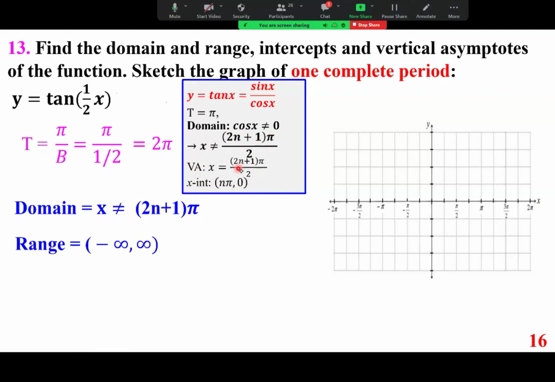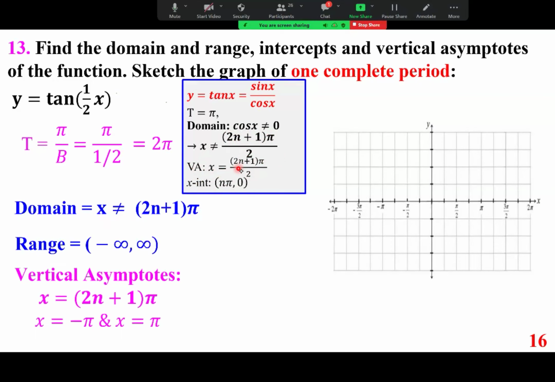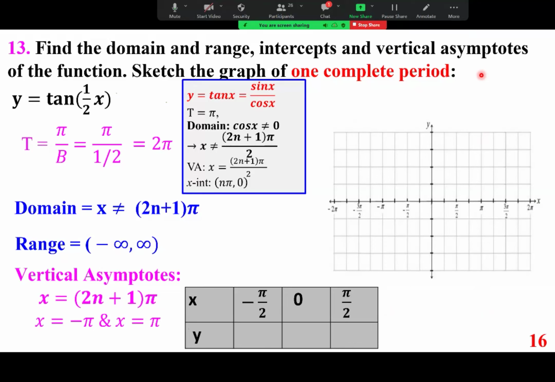Range is all real numbers. In the case of a tangent, vertical asymptote, the same thing here, put it equal. And for a complete cycle, half of that, x equals minus pi and x equals pi. And you pick up a few values in between.